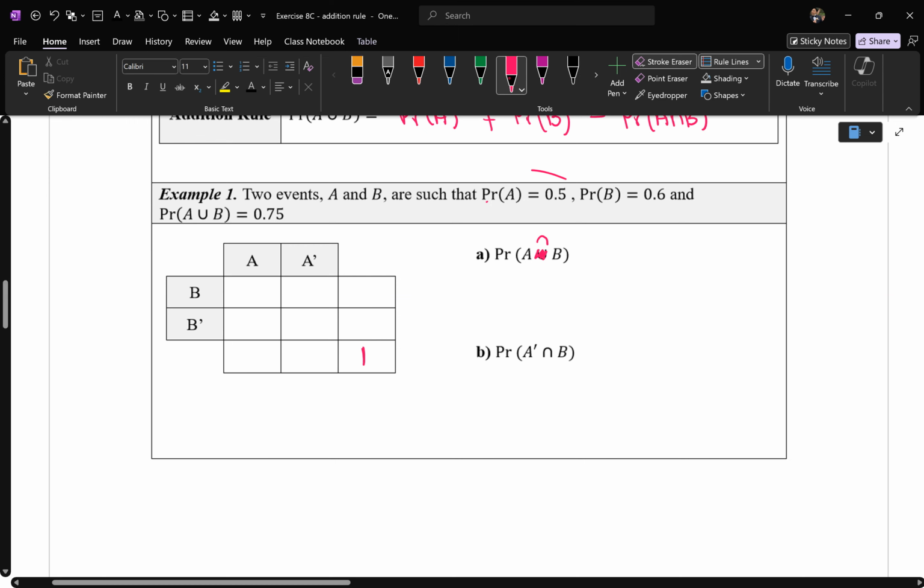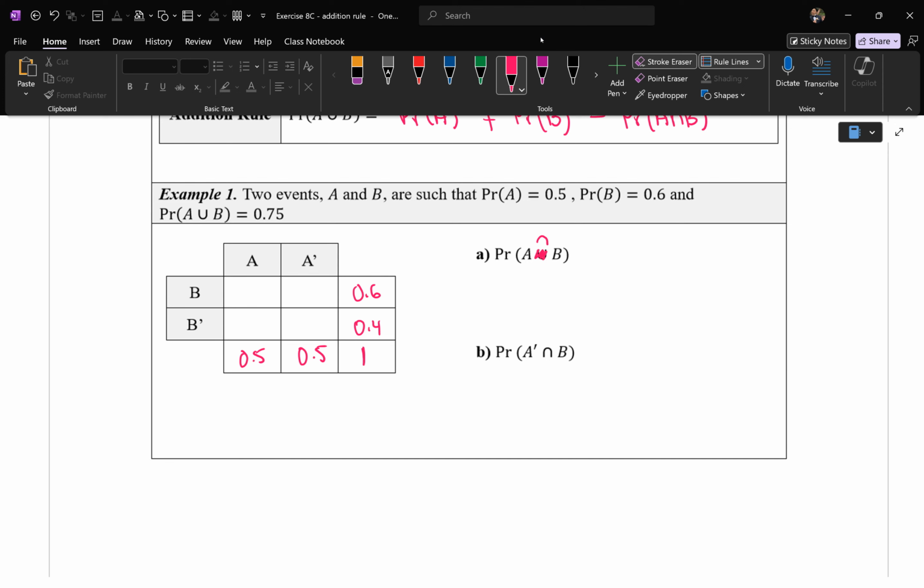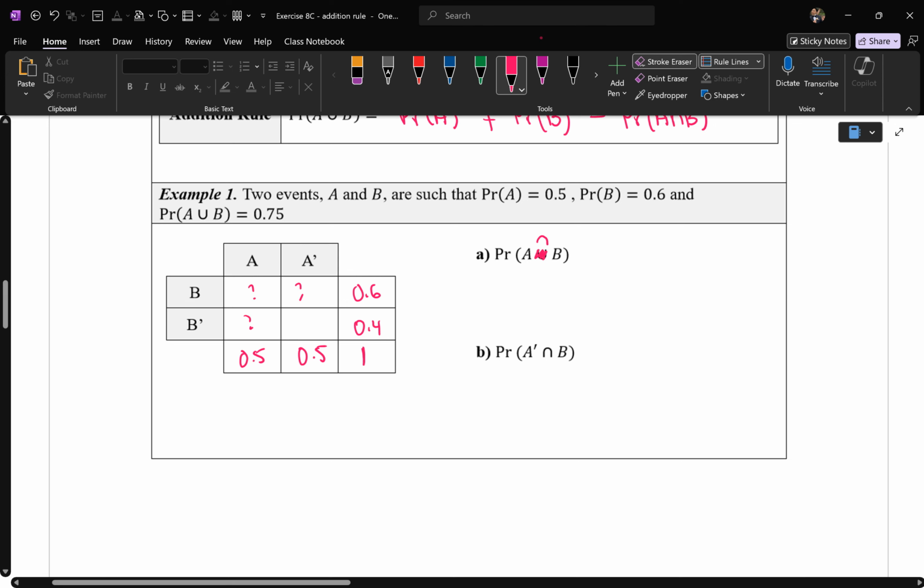We know that the total probability of A is 0.5. So all of A, if you add these two regions together, should give you 0.5. So that means this is 0.5 as well. The other one is all the probability of B is 0.6. So this is 0.6. So we know this is 0.4. All right. And then they say that the total probability of A union B is 0.75. So we don't know these three regions, but when you add them all together, it should give you 0.75.